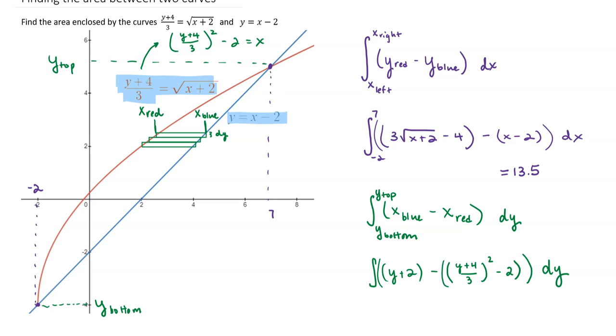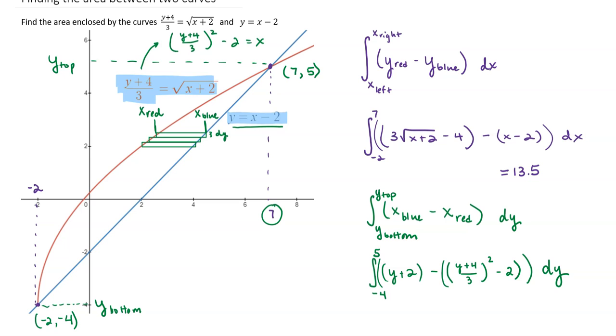Finding the limits of integration is a little bit easier in this case because we already have the x-coordinates, and we know that y is just 2 less than x. So this point has coordinates (7, 5), making the upper limit of integration y = 5. And this point has coordinates (-2, -4), so the lower limit of integration is -4, because that y bottom is -4.